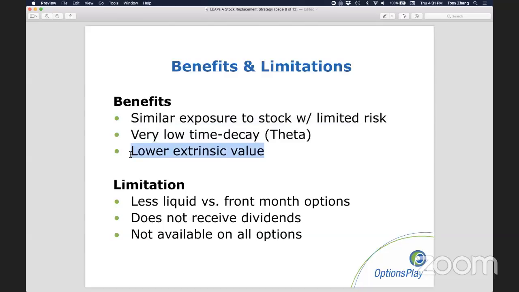When you're buying a leap option, you generally have relatively low extrinsic value, so that this time decay is not working against you as much as if you buy a shorter dated option. That's really the benefit of trading these long dated options. Even if you only intend on being in the trade for 2 to 3 months, you should still look at trading maybe 9 month or 1 year options because of this low extrinsic value.